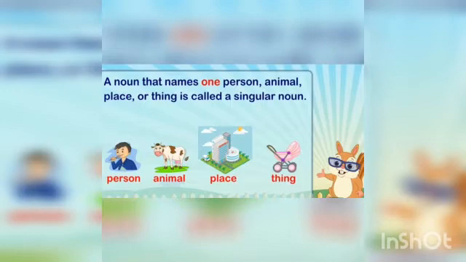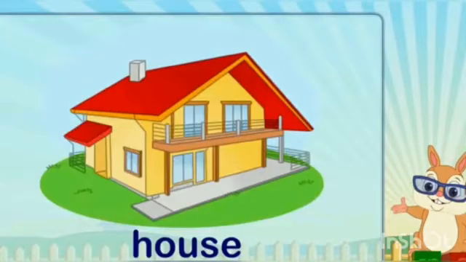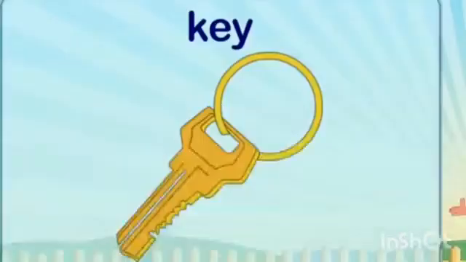A noun that names one person, animal, place or thing is called a singular noun. For example, you can say a boy. A boy is a singular noun. A house. A house is also a singular noun. Next, a key. A key is a singular noun as well.